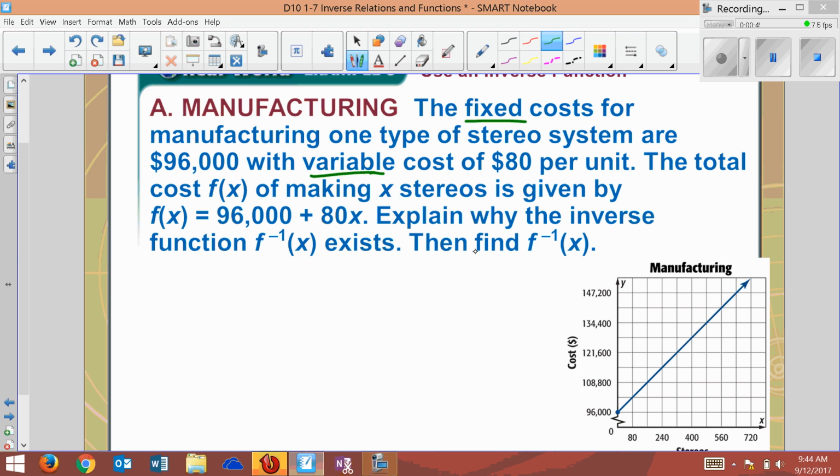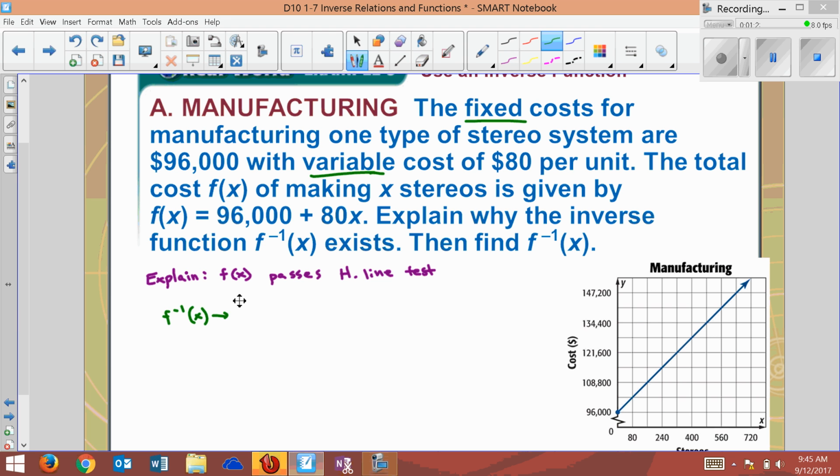Then find the inverse. Well, the explanation, the first thing it asks us to do, is simple. This graph passes the horizontal line test. So for the explanation, I would just say f of x passes the horizontal line test. I just abbreviated there. It passes, and this is one-to-one because it also passes the vertical line test. So that's explained.